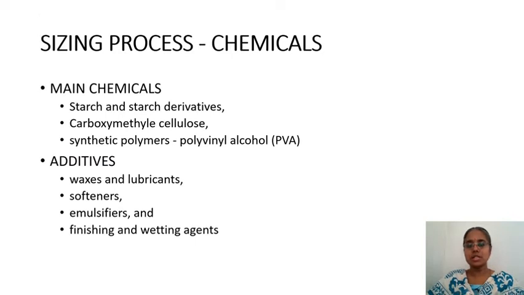So the sizing process, the main chemicals that are used are starch or starch derivatives, or carboxymethyl cellulose, or PVA. Any of these three are used in industries according to the type of the yarn, according to the performance required. The starch may be from any of the natural things, and the additives are waxes, lubricants, emulsifiers, softeners, finishing agents, and wetting agents. All additives are also used, which also contribute to the cost of the sizing process.